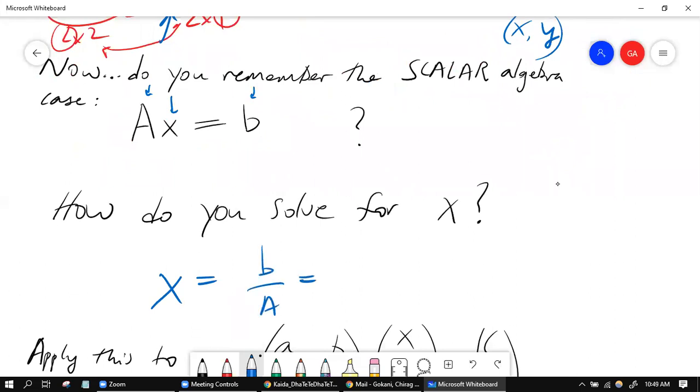And now note that you could write this as A to the negative 1 times B. What is A to the negative 1? By definition, that's 1 over A. And this is actually the notation we use for matrices, A to the negative 1, so to speak. So this is the analogy for the scalar case.